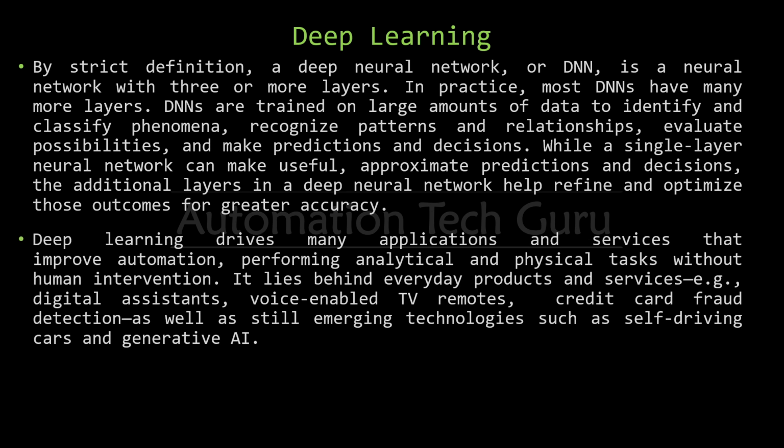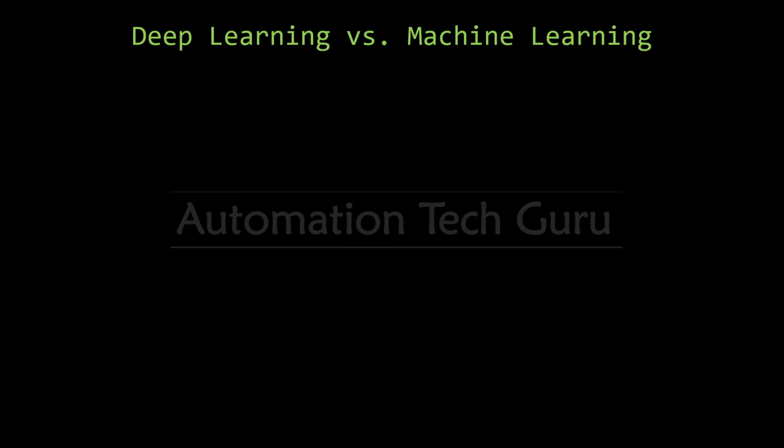Deep learning drives many applications and services that improve automation, performing analytical and physical tasks without human intervention. It lies behind everyday products and services, such as digital assistants, voice-enabled TV remotes, credit card fraud detection, as well as still emerging technologies such as self-driving cars and generative AI.